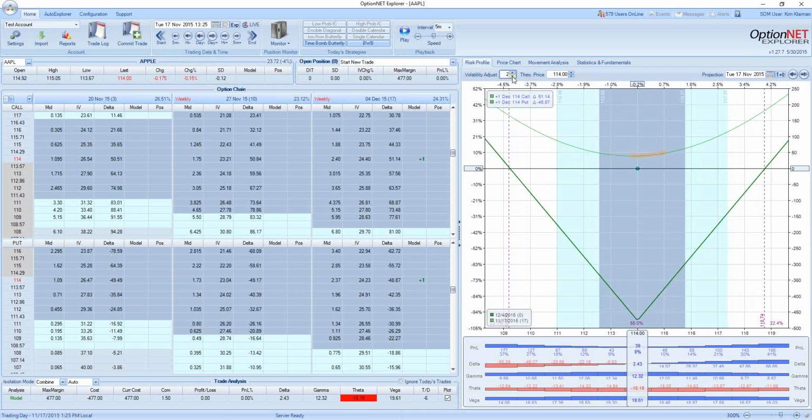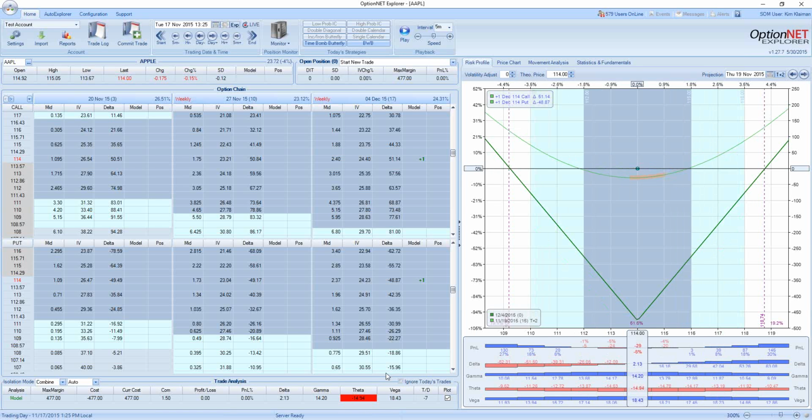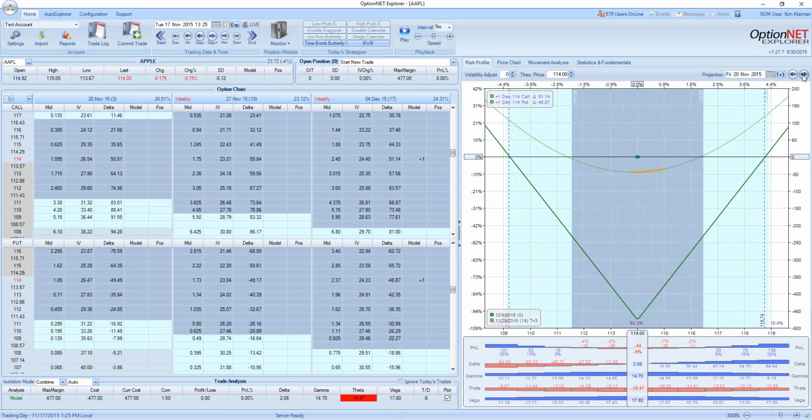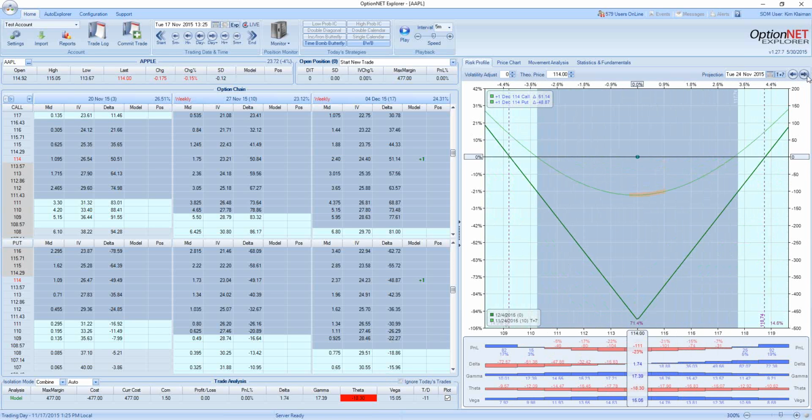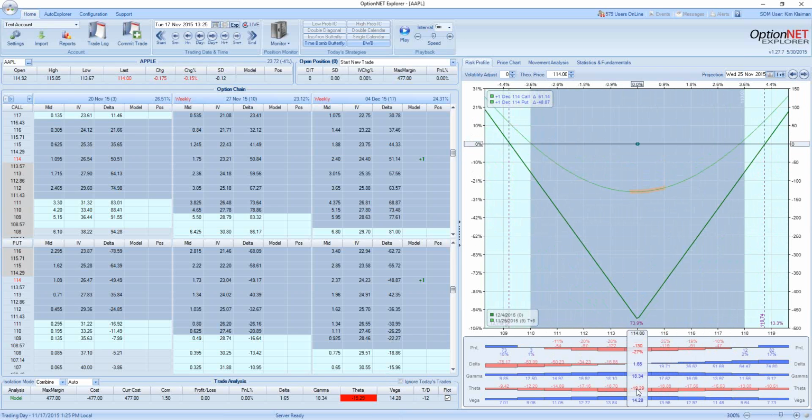Let's bring volatility back to 0. So let's say today the negative theta is only $14. But as we get closer to expiration, the theta will become much higher. Now we're already at minus $15. As we get closer to expiration, we're already at $19. So as we get close to expiration, the negative theta will accelerate.